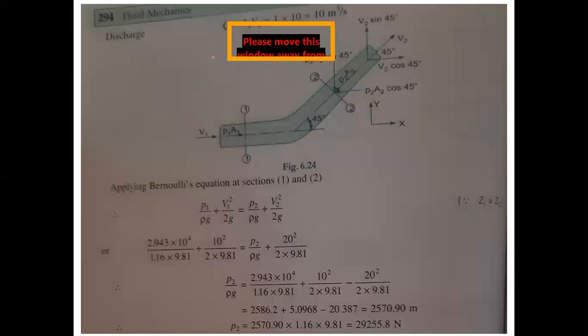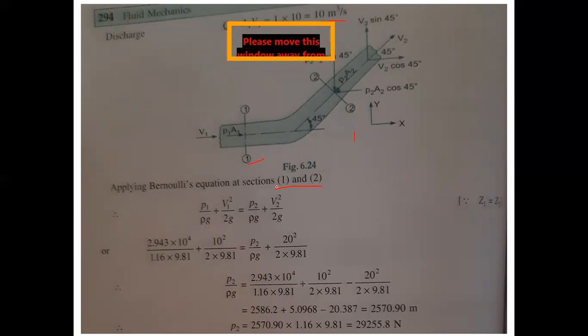So the discharge Q is equal to A1 V1 or A2 V2, whichever you take, you are getting the discharge equal to 10 meter cube per second. Now apply Bernoulli's equation at sections 1 and 2. P1 by rho g plus V1 square by 2g, pressure energy plus kinetic energy, is equal to pressure energy plus kinetic energy at section 2, since there is no datum line.